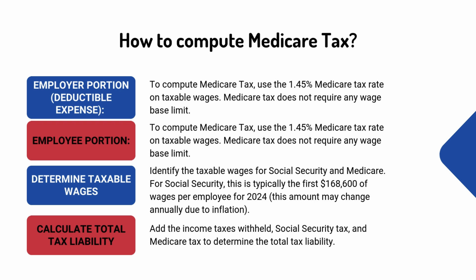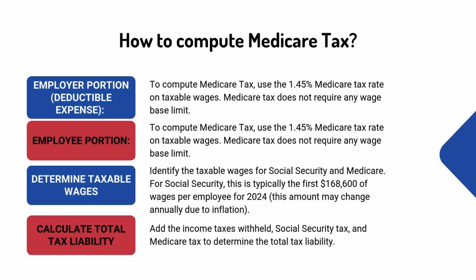Now, once we have the gross wages, we have determined the federal income tax withholding, and now we have Social Security and Medicare, we can determine the taxable wages. The total taxable wages for Medicare and Social Security for the year 2024 is $168,600, which may change due to inflation every year. Now we can calculate the tax liability from the income tax withheld, Social Security tax, and Medicare tax to determine the total tax liability.